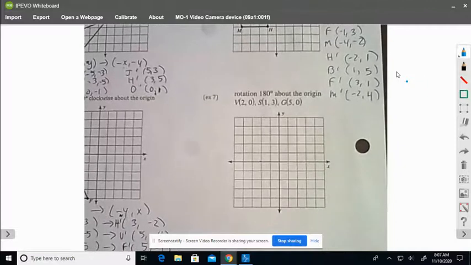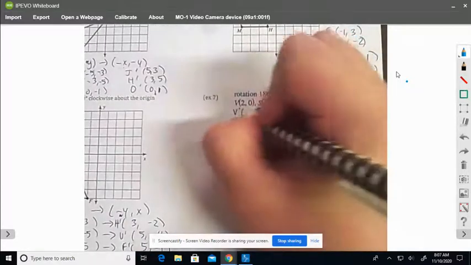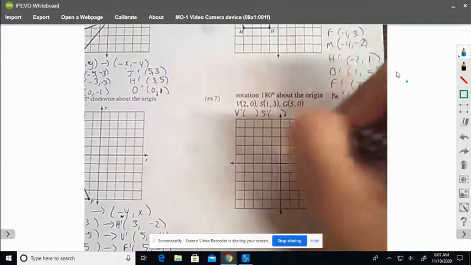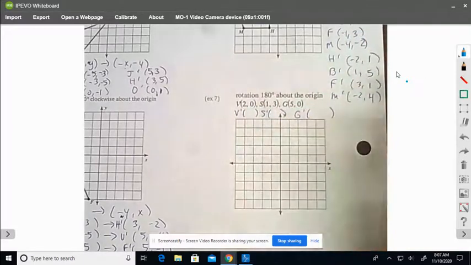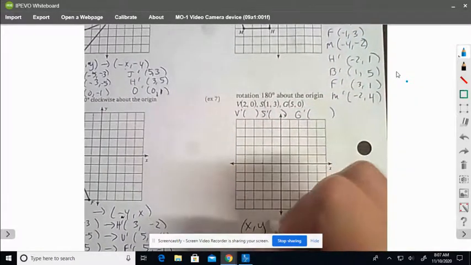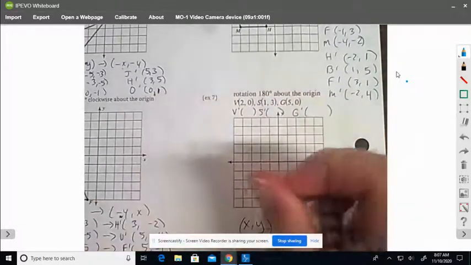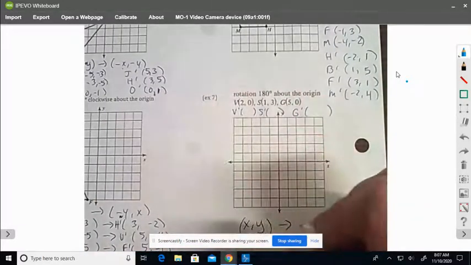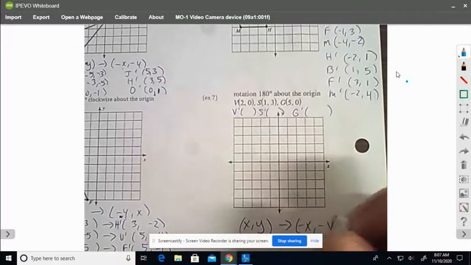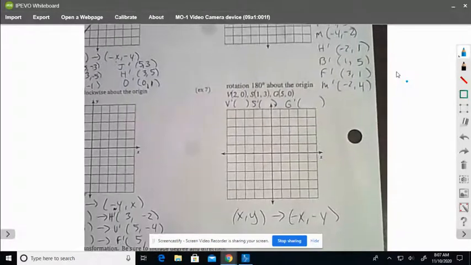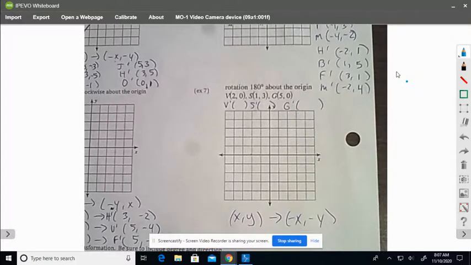Lastly, they actually give us the points for these. We want to find our V prime, S prime, and G prime. If we're going 180 degrees, it doesn't matter whether we're going clockwise or counterclockwise, so they didn't have to tell us here. We should be changing the sign of x and changing the sign of y. That's our rule. So for this one, you had to plot both. So I'll just go ahead and do it.